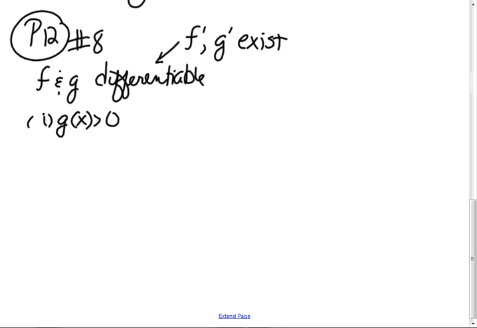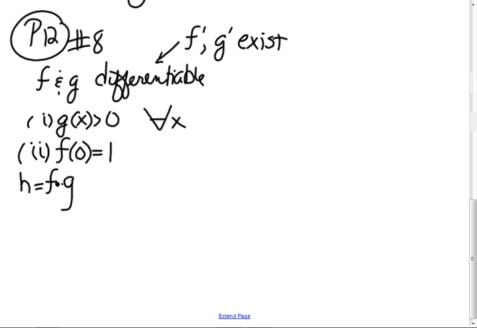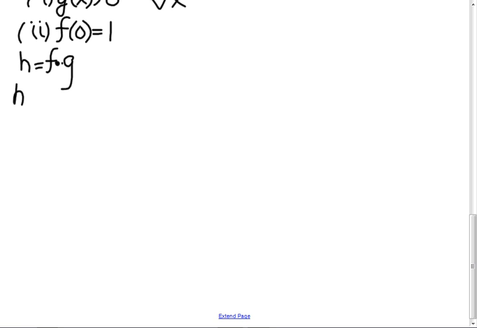Now, in math, we're very lazy. I don't want to write for all. So we have a symbol meaning for all. It's right here. It's an upside down A. That means for all x. So in other words, g is positive everywhere. And you're saying, well, I don't know why I care about that, but you'll see why. And then I know that f of 0 is equal to 1. And then they give me h is equal to f times g. I don't like all those x's in there. And then one more statement they tell me, h prime is equal to f times g prime.